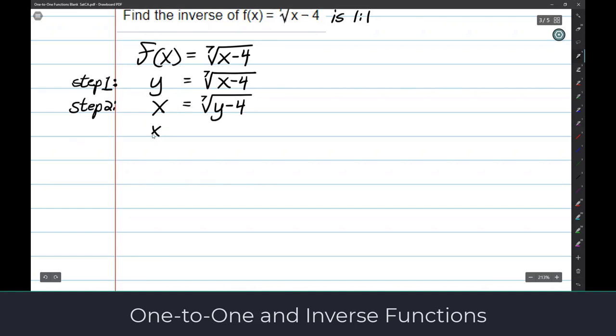We are going to take both sides of this equation and raise both sides to the 7th power. I really didn't need parentheses here because after all, there is only one term, just an x. So let's just do that. Raise this side to the 7th power and raise this side to the 7th power.